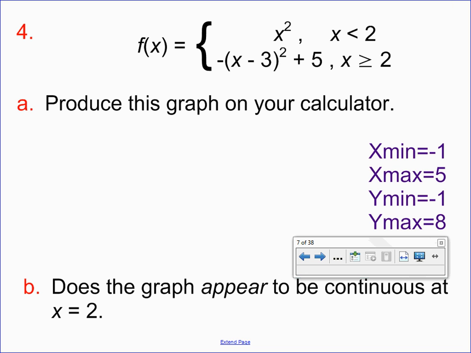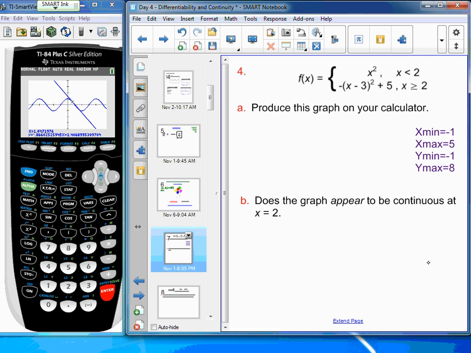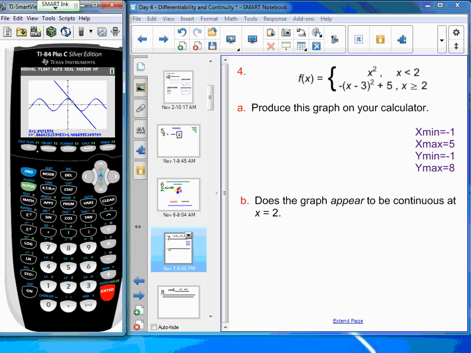And recall that we can enter a piecewise defined function in our graphing calculator by using those Boolean operators. That's second math, the test menu, and you have the logic symbols there. So let's remind ourselves how to do that. I'll use my emulator. Let's use the same window, you guys. Let's go -1 to 5 for x's, and -1 to 8 for y's. That way we'll all be looking at the same picture.